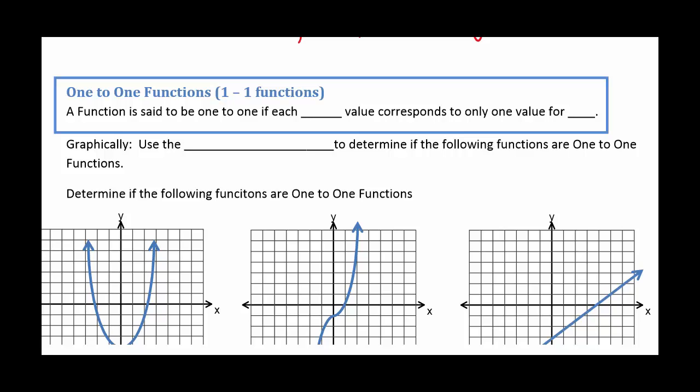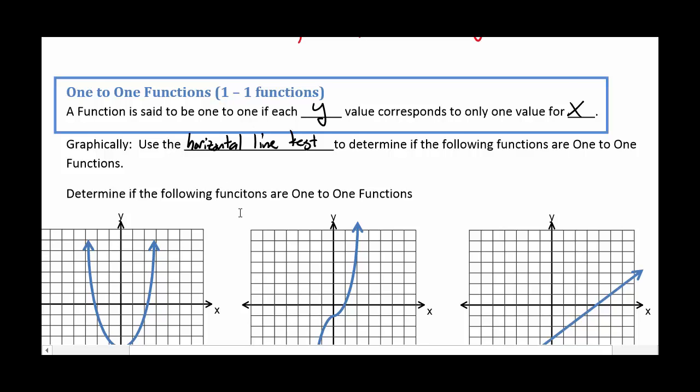Okay, so a special case of a function is what's called a one-to-one function. A function is said to be one-to-one if each y value corresponds to only one value for x. In other words, a function is if x corresponds to y. If it's one-to-one, then y corresponds to x. Just kind of partner up back and forth. Graphically, we use what's called the horizontal line test to determine if a function is one-to-one.